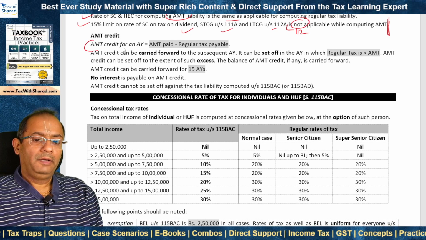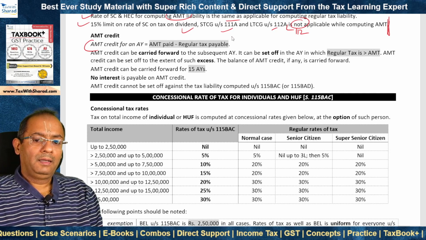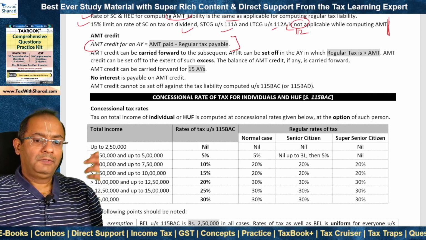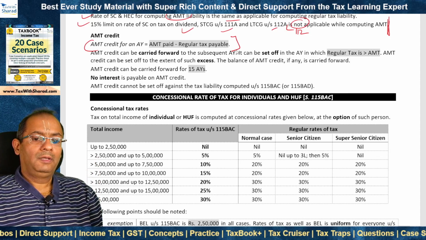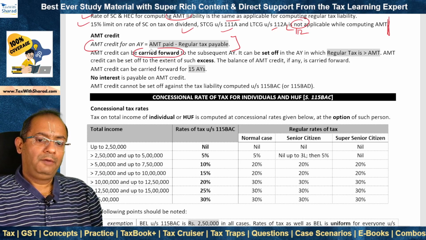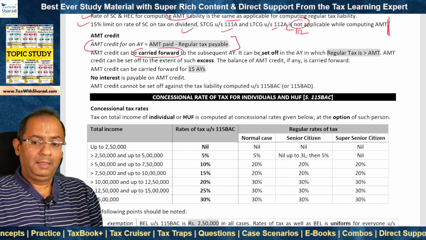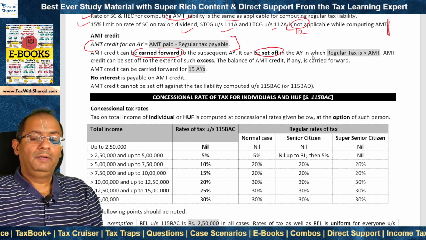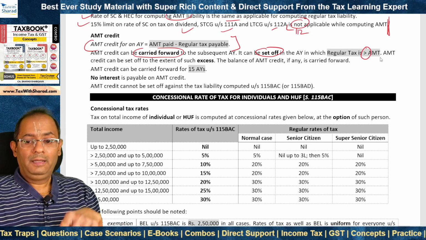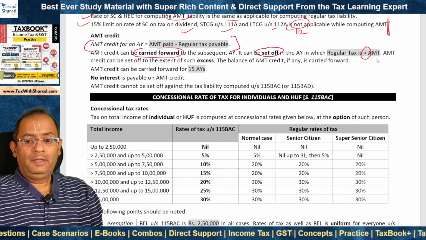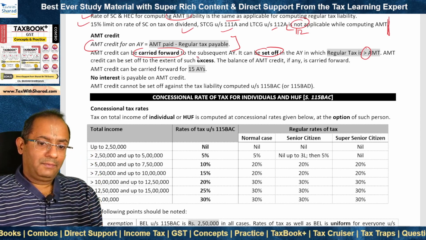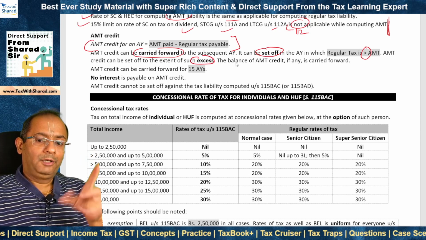And what is the amount of AMT credit for an assessment year? It is AMT paid minus regular tax payable. So the tax which is paid as AMT, which is in excess of the regular tax, that becomes a credit which is carried forward to the subsequent assessment year. And then it can be set off in an assessment year in which regular tax is more than AMT, right? So where regular tax is more than AMT, to the extent of such excess, the credit can be set off.